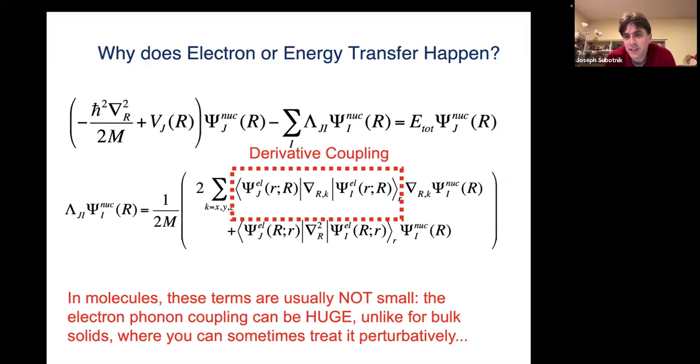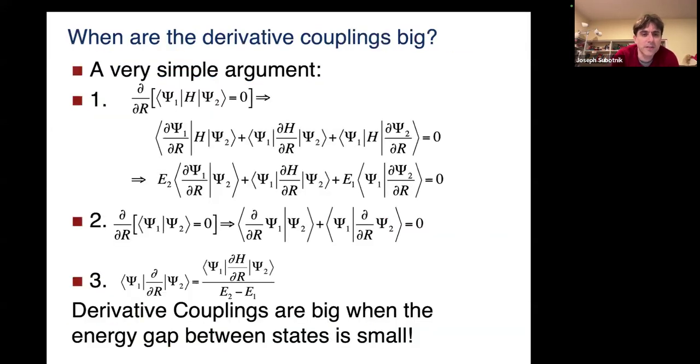However, people like David Yarkoni or our friend who just passed away, they spent their lifetime working on these derivative couplings, and it's known that in fact they can diverge. In fact, we know exactly when they're big. How do we know this? Well, it's a very simple argument.